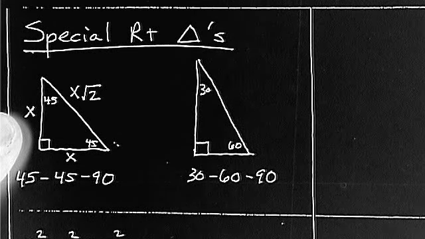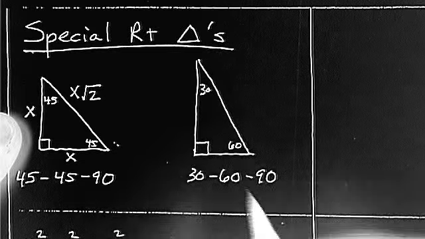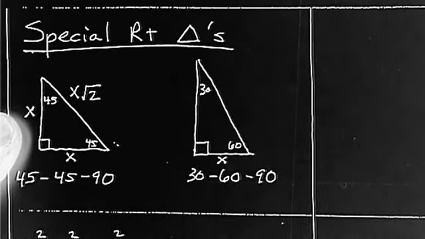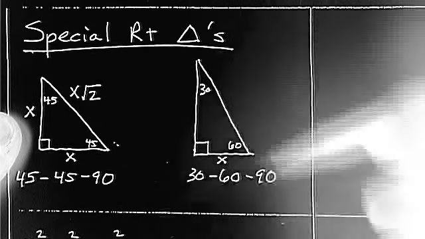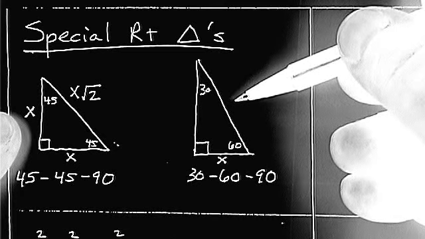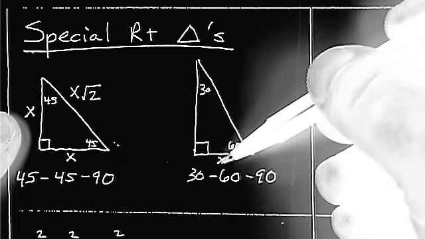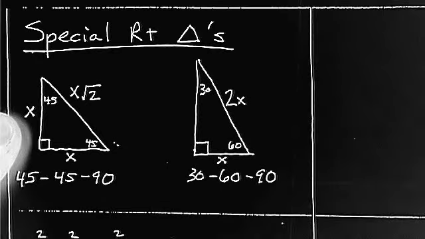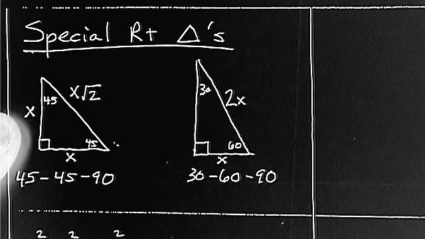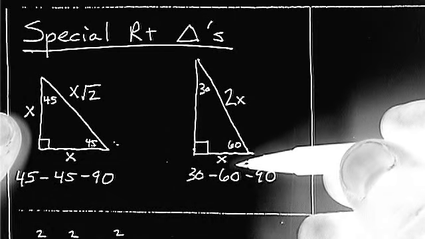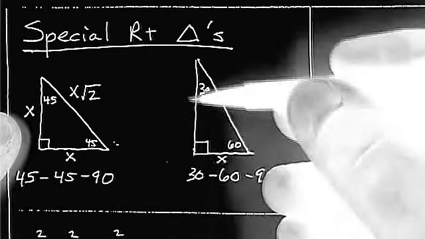Alright, so the 30, 60, 90 is the more difficult one. It's not real terribly challenging, but everything hinges on you knowing the short leg. So there's a short leg, a long leg, and a hypotenuse. And everything has a relationship to this short leg. For instance, the hypotenuse will be twice as long as the short leg. The difficult one is the long leg.